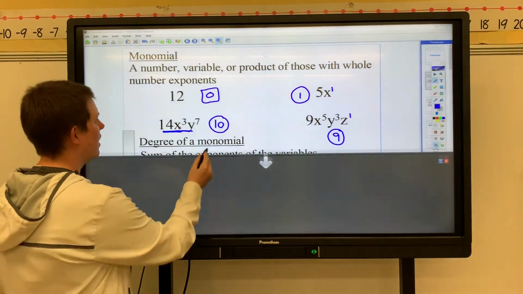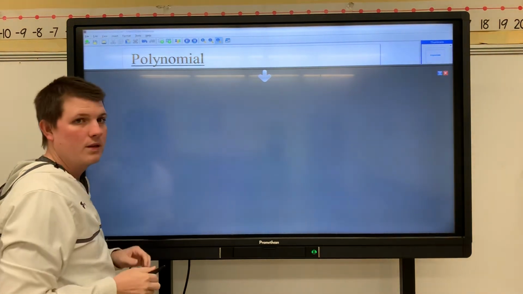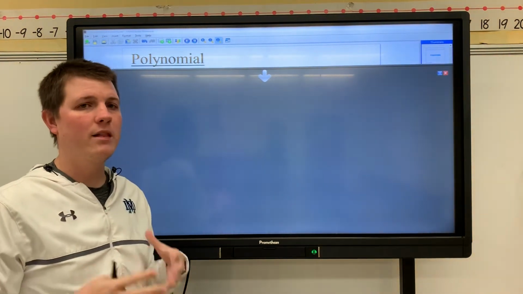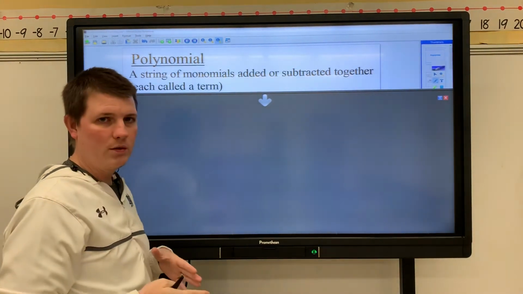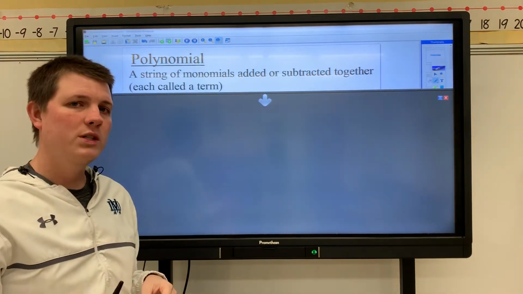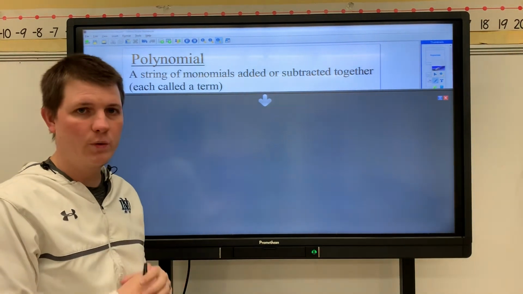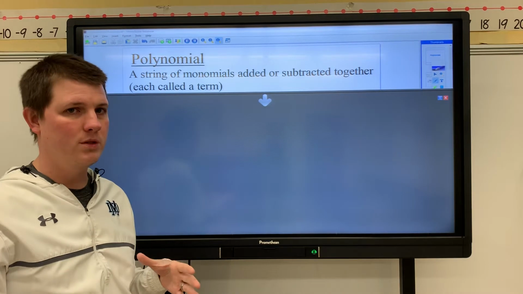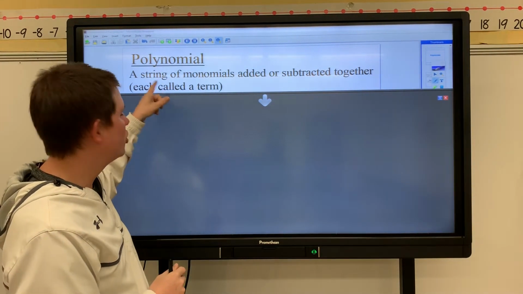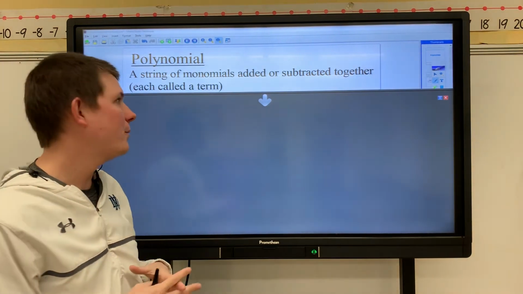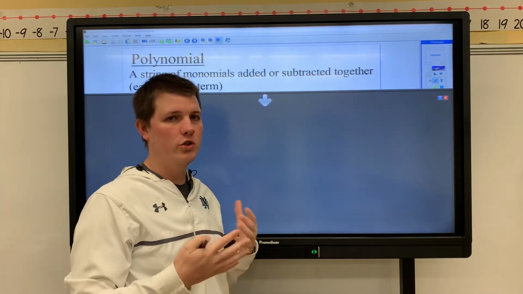The next thing we're going to talk about is something called a polynomial. Now, what is a polynomial? A polynomial is a string of monomials that are added or subtracted together. We usually call them terms. So we've dealt with these before, but we call them terms. A polynomial is when you take a bunch of monomials and string them together, either by adding them or subtracting them together. And when we do that, they're called terms.